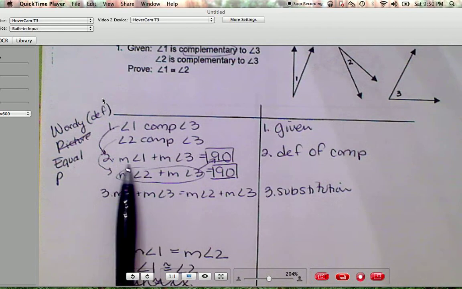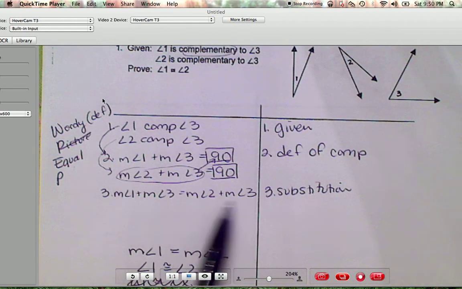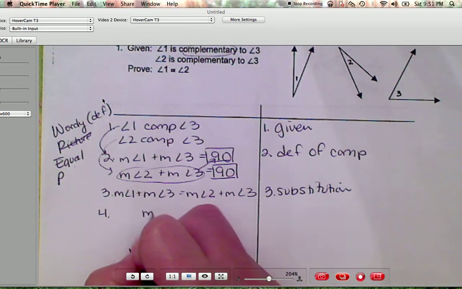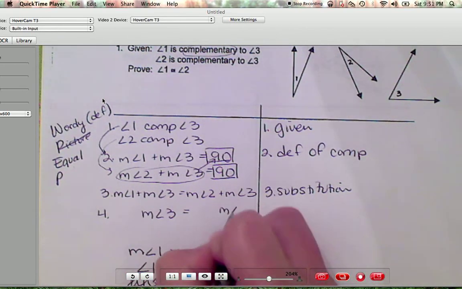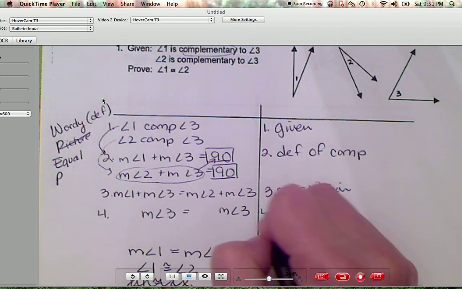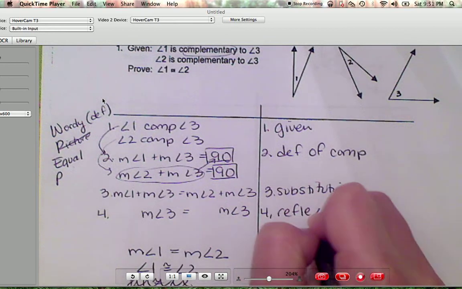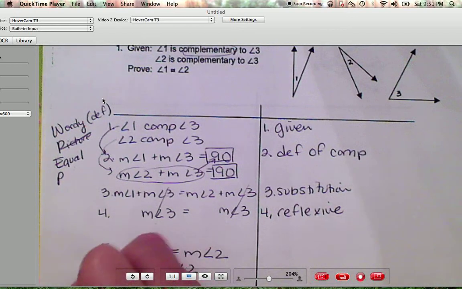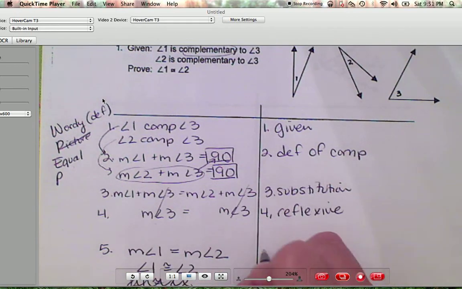So here's where we are. 1 plus 3 equals 2 plus 3. And here's where we're trying to go. 1 equals 2. So what's gone? The 3 is gone on each side. Easy enough. But remember, before we can take that 3 away, we have to state the obvious. The measure of angle 3 equals the measure of angle 3. And what is that reason? When you look in the mirror, that's reflexive. And now, since those are equal, we can get rid of them on each side, and that would be subtraction.